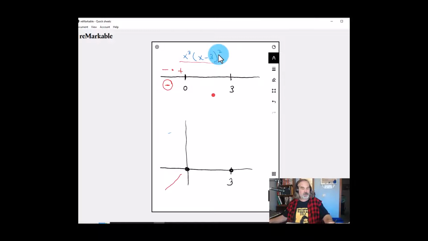In between 0 and 3, this number will definitely be positive, and so will this.